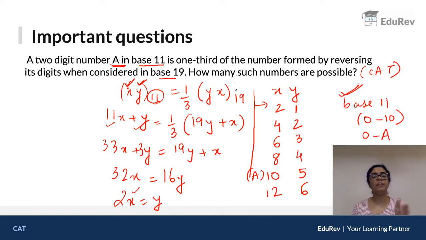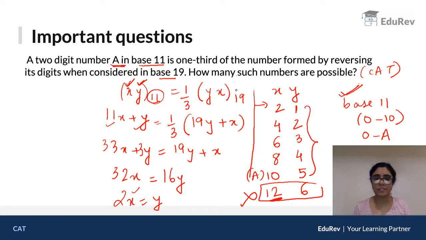Okay, so 11, 12, 13 are not defined in it. So this is not a single digit. It is a double digit. So this entire number becomes 3 digit. So we will not consider this and the numbers below this. So how many pairs do we have? We have 5 pairs. So the answer is 5. Okay? This is your answer. Now let's move on to the next question.